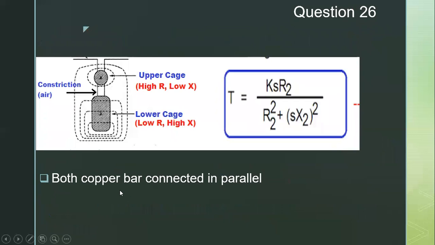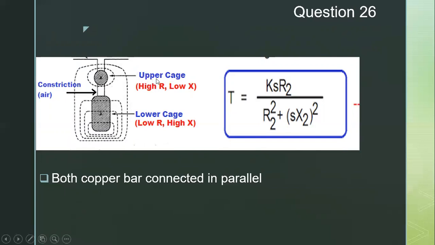So finally, you have to understand that in a double cage induction motor there are two cages, outer and inner. The outer cage has higher resistance and low reactance. The inner cage has low resistance and higher reactance. So at starting time the current will flow through the outer cage. This is important: the outer cage is high resistance and low reactance, and the inner cage is low resistance and high reactance. So at starting time the current flows through the high resistance cage, that will be the outer cage.